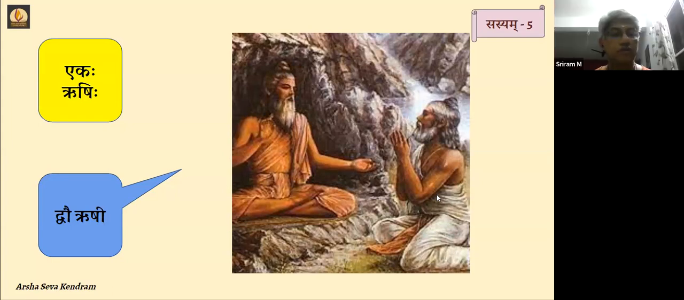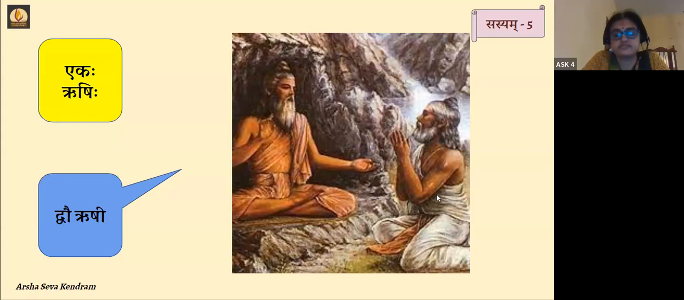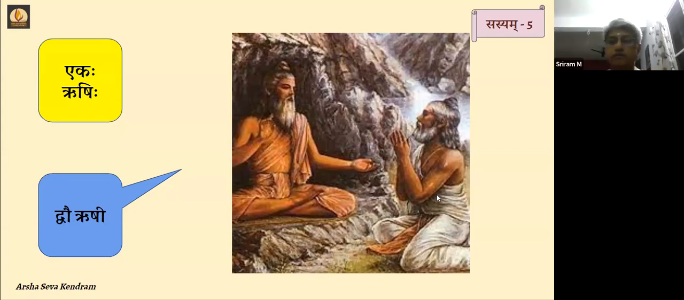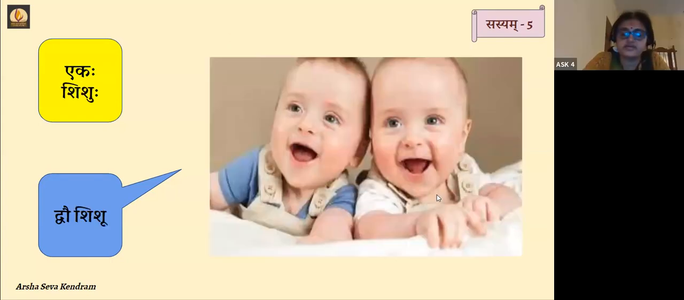Rishabah. Rishayah. So it is like Harihi, Hari, Harayah. And for Pullinga, it is going to be Ekah, Dvau, Trayah. So it will be Trayah. Rishayah. Samyak. Astu. Rohan Mahodaya.